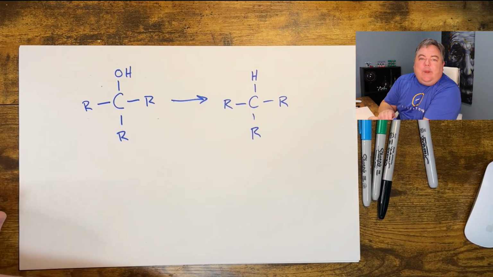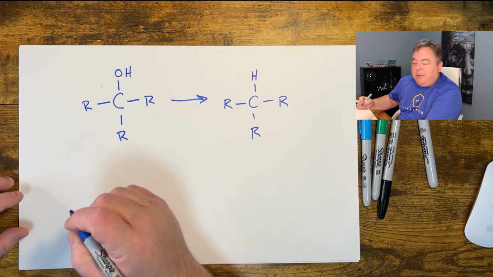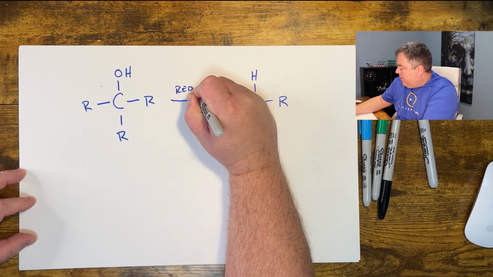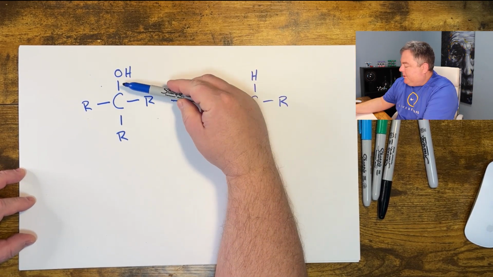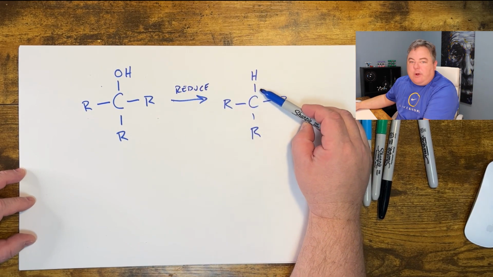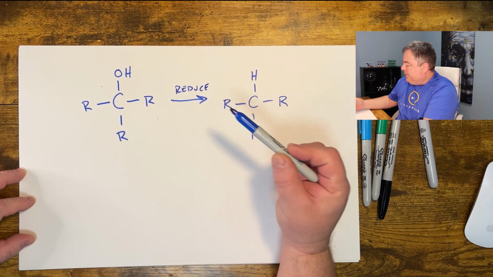We remember that reductions are those reactions where we make fewer carbon-oxygen bonds. So if we're going to reduce an alcohol, which starts with one carbon-oxygen bond, we need to turn it into 0 carbon-oxygen bonds. So we need to replace the OH with a hydrogen.